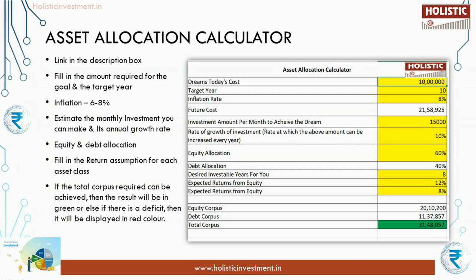Keeping in mind your target, the time horizon to achieve your financial goal, the inflation rate, and the amount you can invest every month, we have created a simple asset allocation calculator using Excel. With minor adjustments to the equity and debt allocation percentage, you can create a customized asset allocation strategy by yourself and also check the expected return in the predefined time horizon.